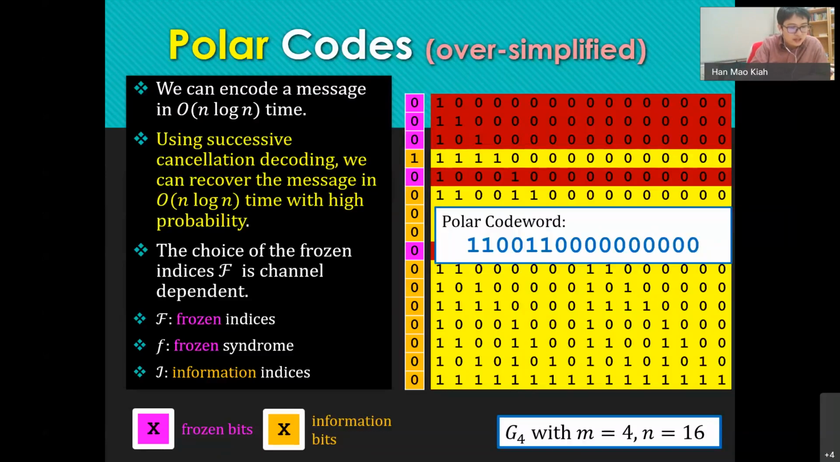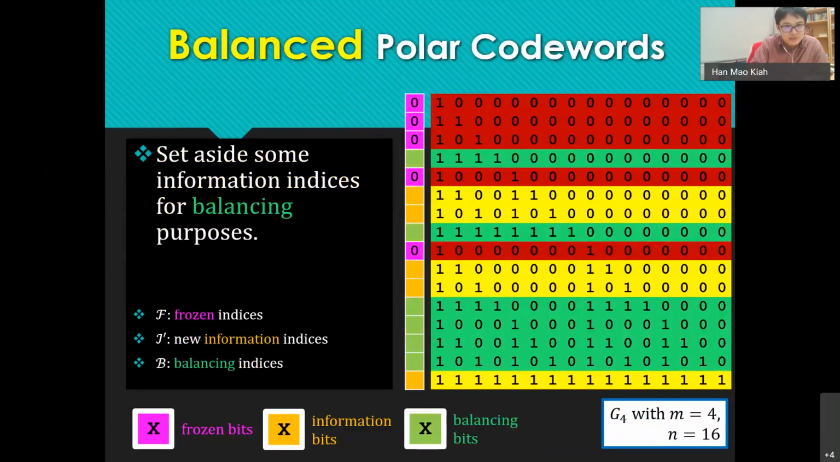So let us see if we can have a way to make sure that the codewords transmitted are balanced or almost balanced. Here we want to transform this to a word which is close to weight 8. Again, I'm going to set aside some of the information indices for balancing purposes. So here I set aside these few green rows. Now we only have the freedom to set bits on the orange cells.